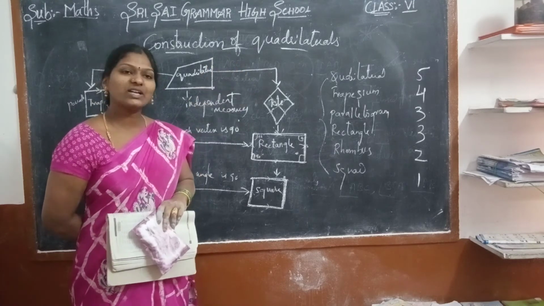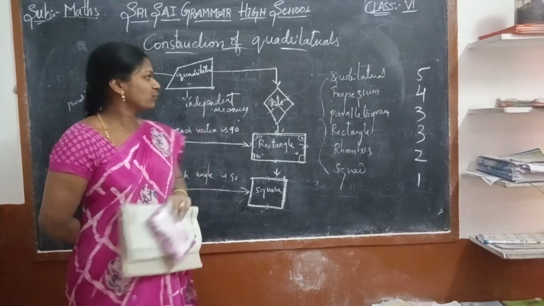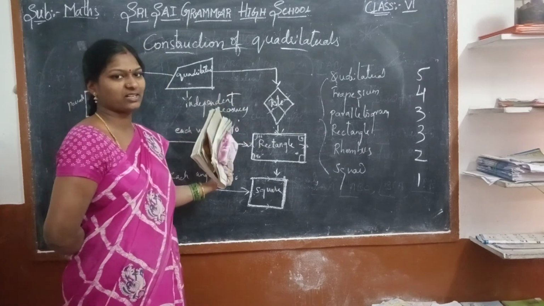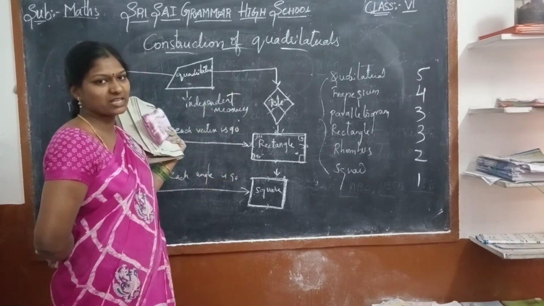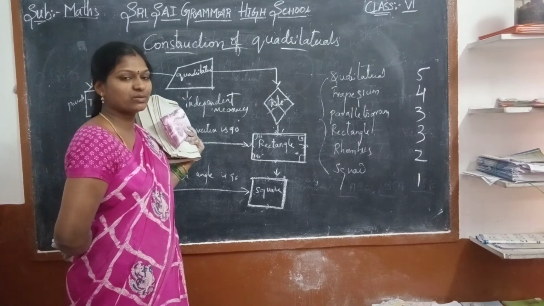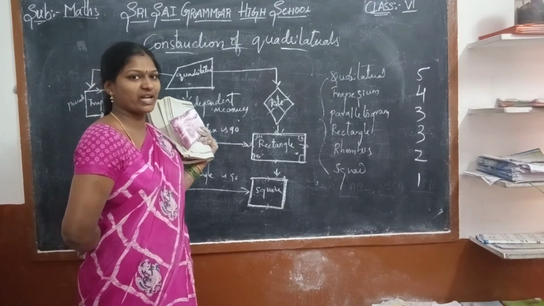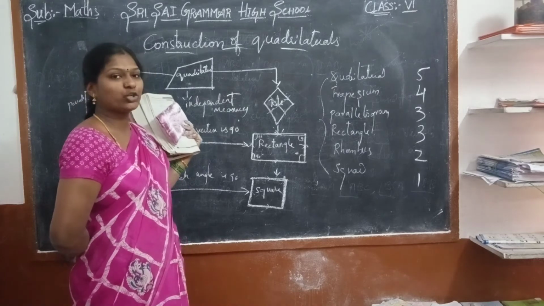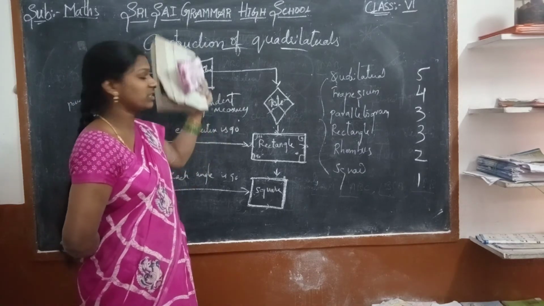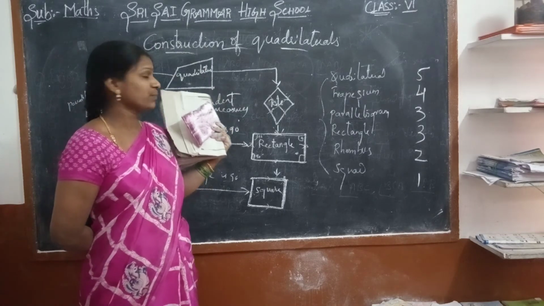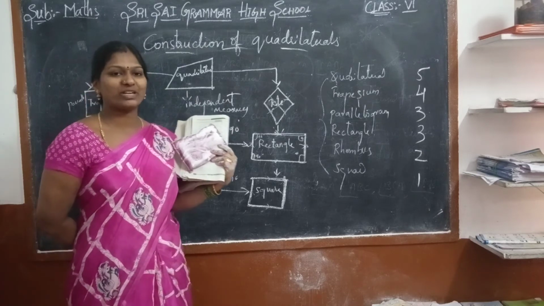Then how to construct a quadrilateral? We have different types of quadrilaterals. How are the measurements taken? How many individual measurements are known? For this, yes, we have learned. And how to construct? Now we are going to learn how to construct the quadrilateral by given measurements.